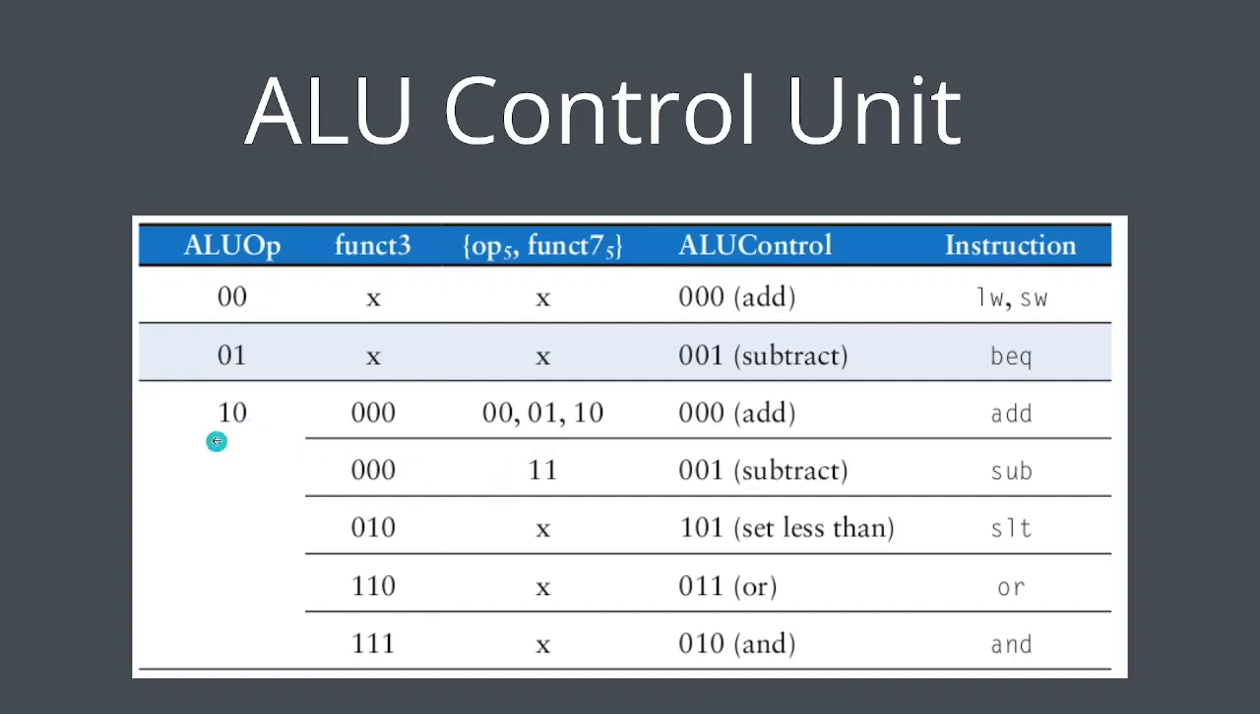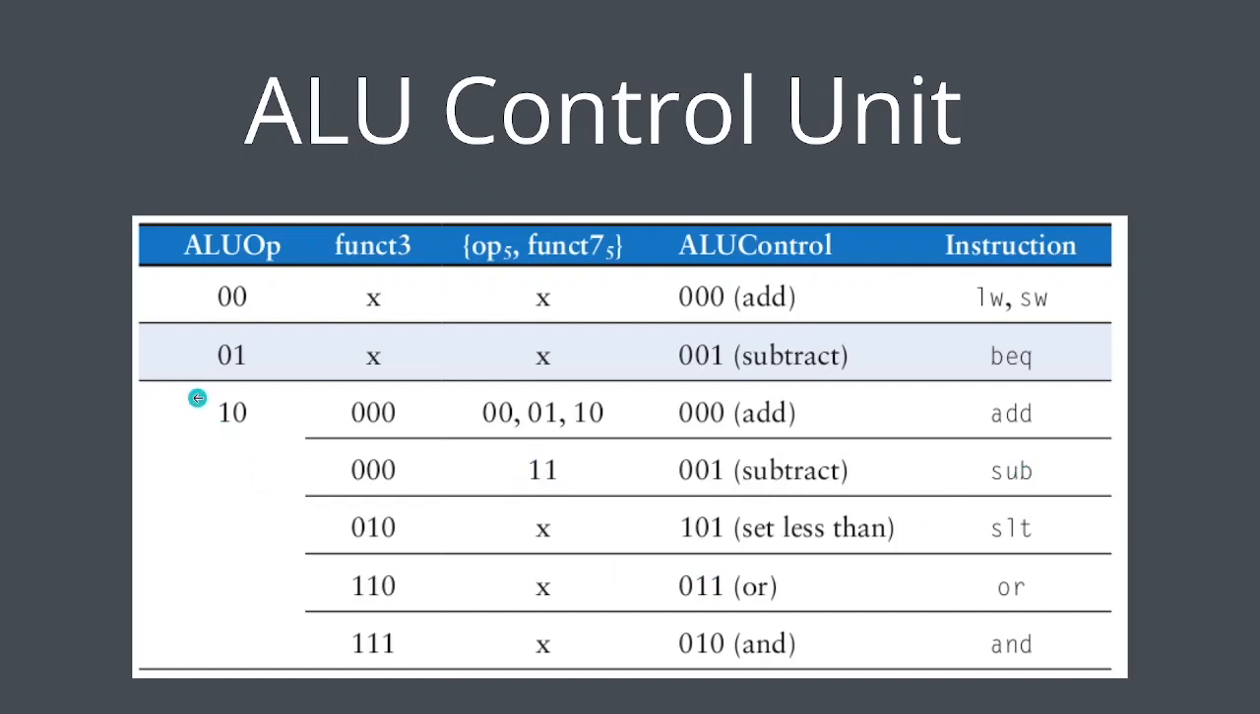Here you can see when the ALUOp is 0 0 and the function 3 is all 0, so either the opcode and function 7 bit combining together make a combination of 0 0, 0 1 or 1 0. We are going to generate a control signal of all 0, which is going to perform an add operation. If the ALUOp is 1 0 and function 3 is all 0, and if the combination of the 5th bit and function 7 5th bit makes a combination of 1 1, we are going to generate a control signal of 0 0 1, which is going to perform a subtraction.